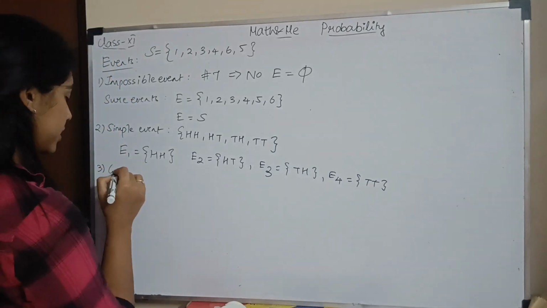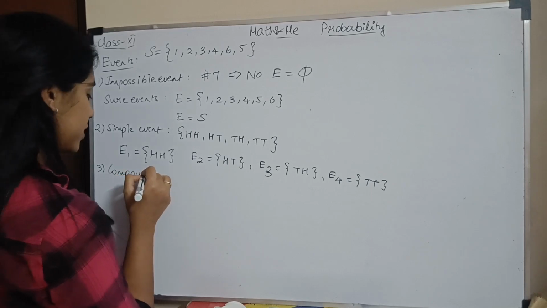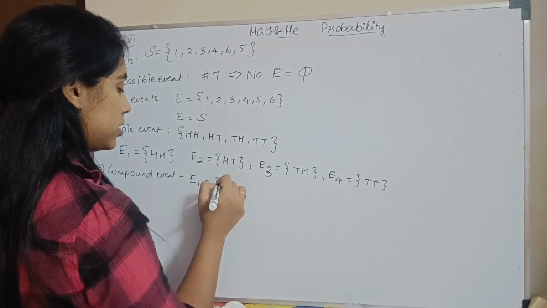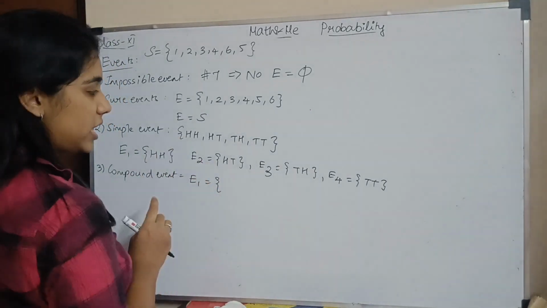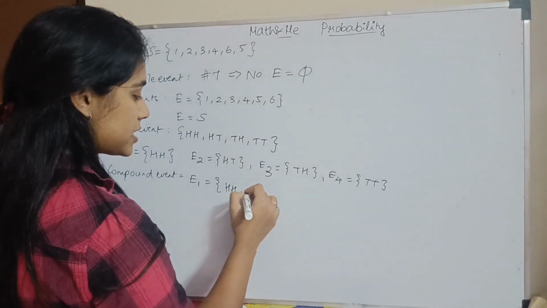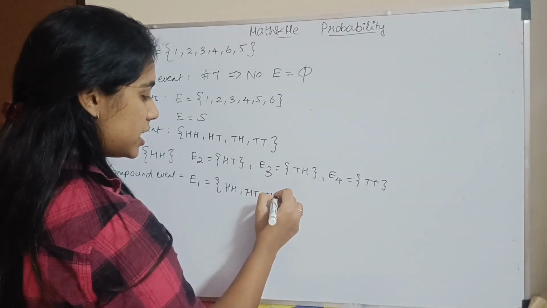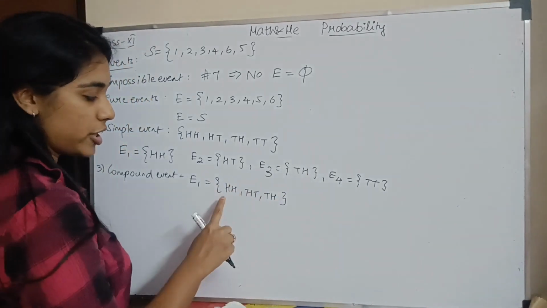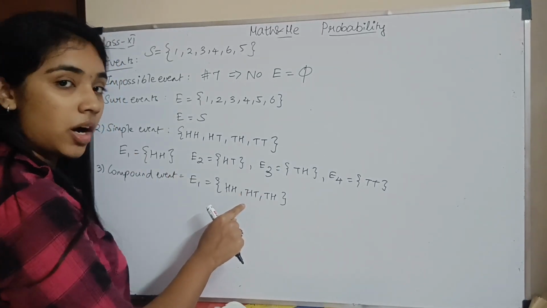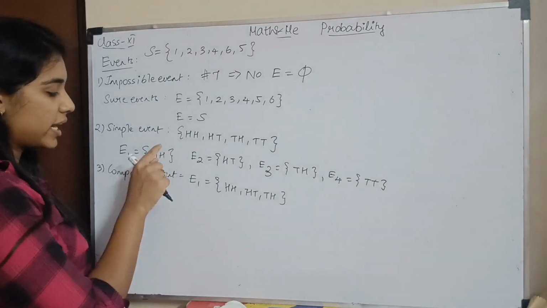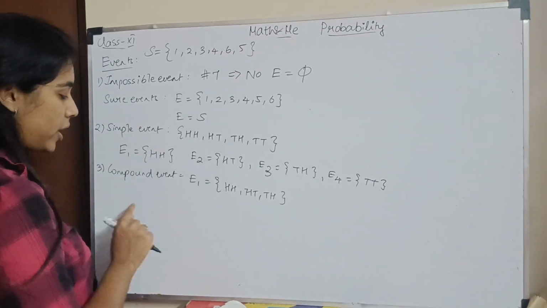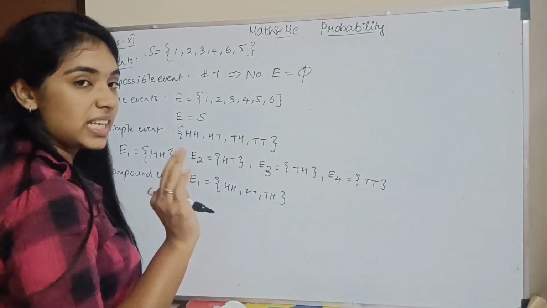Compound event na enna, how is it different from a simple event? For compound event, for example, event 1 has at least one head. At least one head na one head irukkalam illa 2 heads irukkalam. So what will be my sample space? HH, HT, TH. I see that there are 3 sample points. 1, 2, 3. 3 sample point irukku, which means this is a compound event. Simple event na I'll only have one sample point. Okay, clear? This is a simple event with one sample point. Compound event na I'll have 3 sample points.